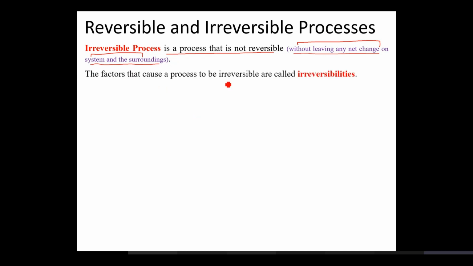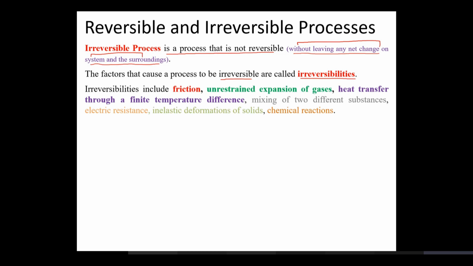First, look at the causes which make a process irreversible. These causes are defined as irreversibilities. Some of the common irreversibilities include friction, unrestrained expansion of gases or sudden expansion of gases, and heat transfer through a finite temperature difference. That means heat transfer itself is not an irreversibility, but when heat transfer is taking place through a finite temperature difference. Although heat transfer is defined due to temperature difference, when heat transfer is taking place due to a finite temperature difference, it's an irreversible process.